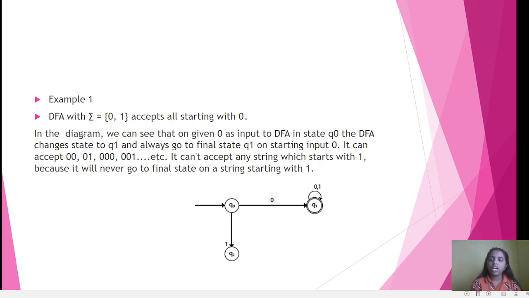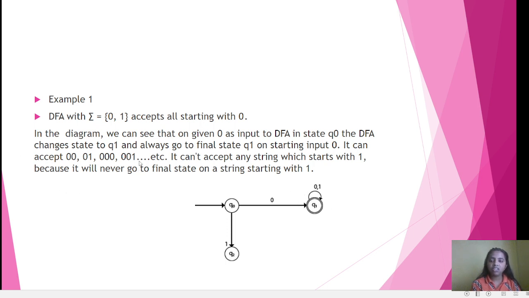In the diagram, we can see that on given 0 as input to the DFA in state Q0, the DFA changes state to Q1. For the initial state Q0, if the input is 0, it will move to Q1. If the input is 1, it will go to the trap state and can't accept it. It always goes to the final state Q1 when the starting input is 0.